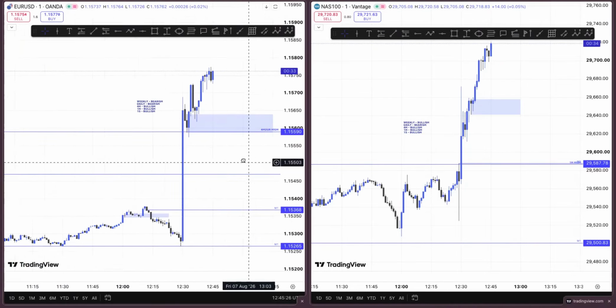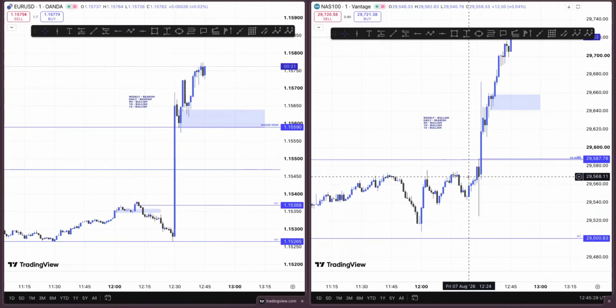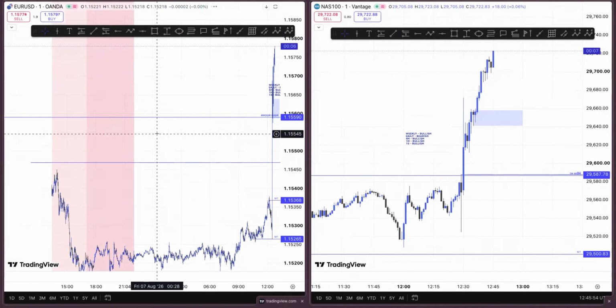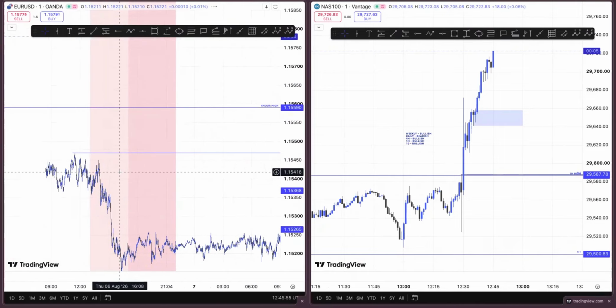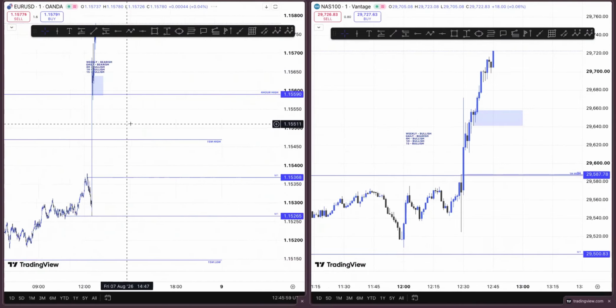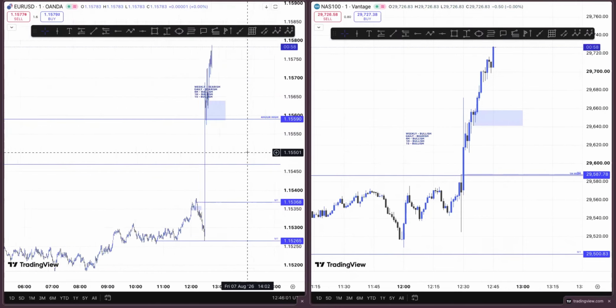And also on NAS100, I took a loss. I took a sell from this area right here. Price came, found a demand, and then reversed in the opposite direction. And also the trade I was holding on EURUSD from my last video ended up being a loss. So yes, I'll show you my P&L at the end of this session.